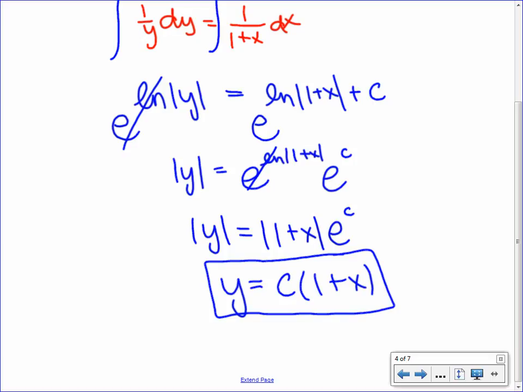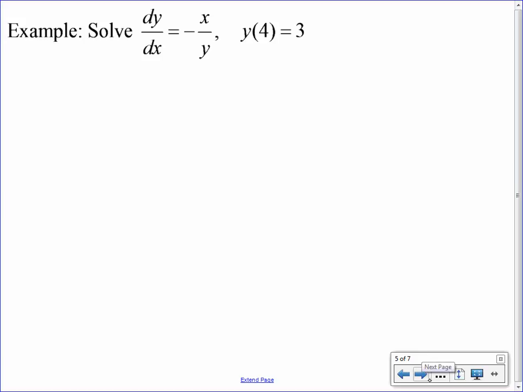Alright. Try one that's a little bit more simple, but we have an initial condition.